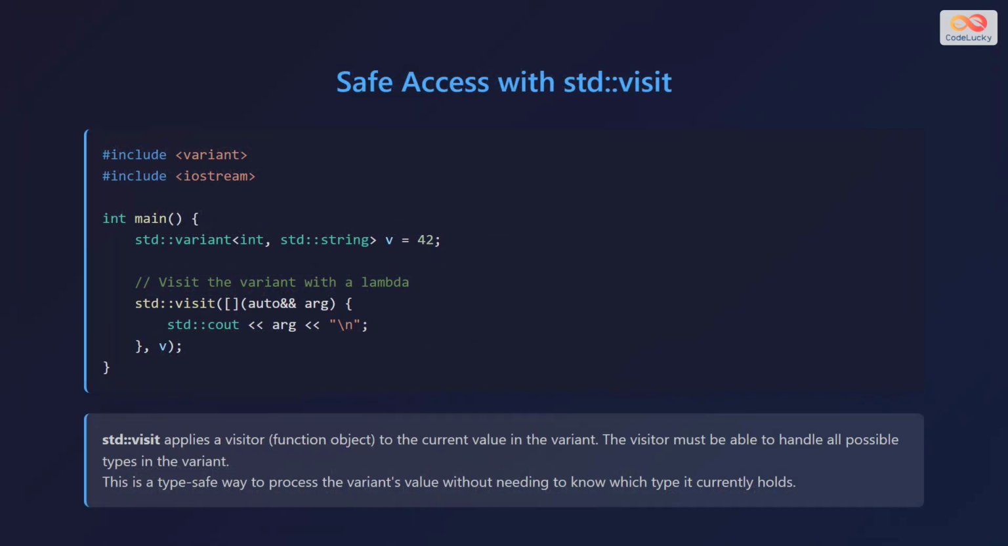For safer access to variant values, you can use std::visit. Here's how. Include the variant and iostream headers. Create a std::variant that can hold an integer or a std::string, and let's initialize it with the integer value of 42. Use std::visit with a lambda expression to process the variant's value. The lambda function takes an argument arg and prints it to the console. This way, std::visit applies a visitor function object to the current value in the variant. The visitor must be able to handle all possible types in the variant. This approach provides a type-safe way to process the variant's value without needing to know its current type.